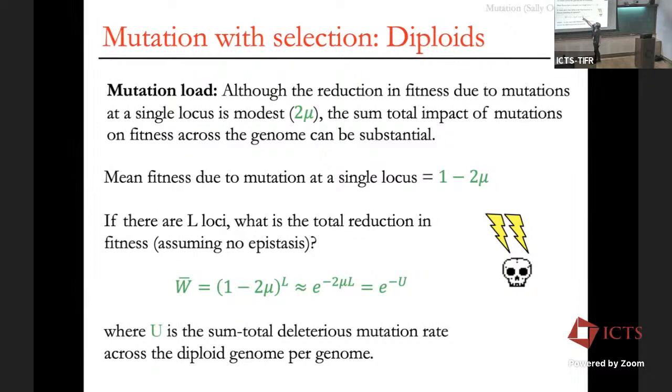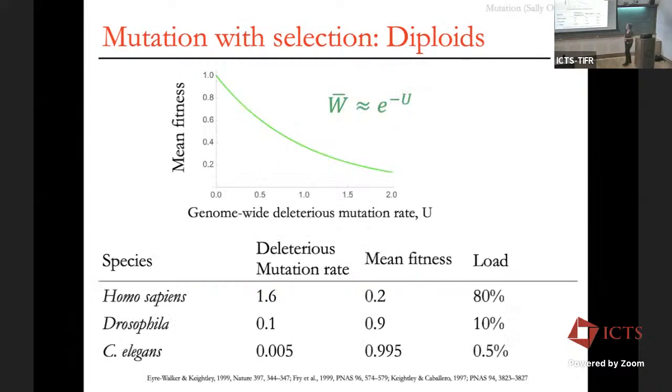And this quantity 2 mu L is often collapsed into a quantity called the genome-wide deleterious mutation rate, which is the subject of many experiments aimed at estimating that mutation rate, as shown here. The citations are here for the different mutation rates, but the genome-wide deleterious mutation rate is thought to be pretty high, actually, in humans and other species.